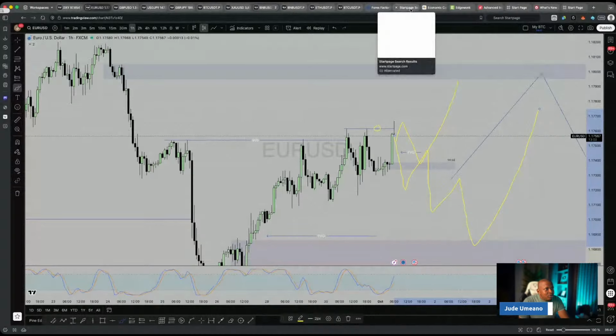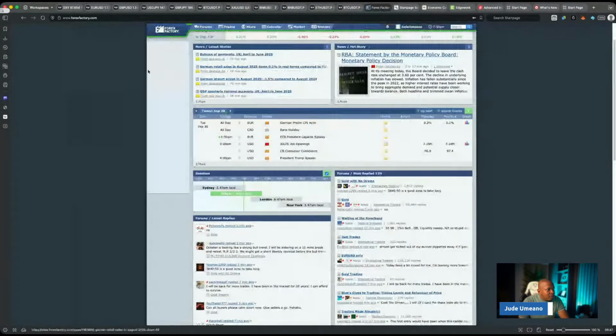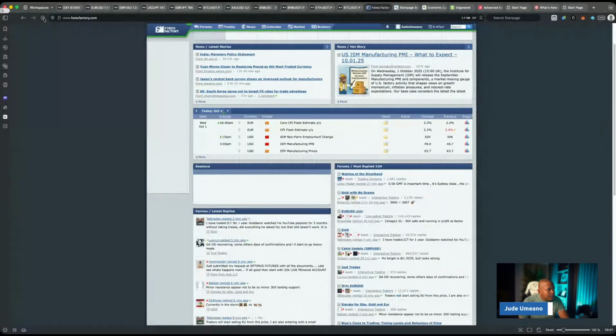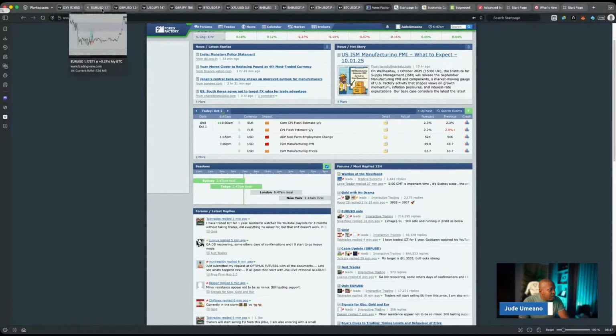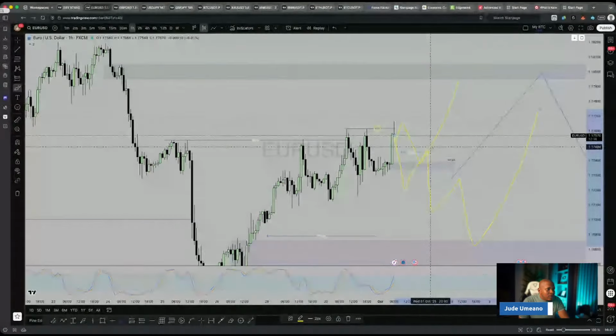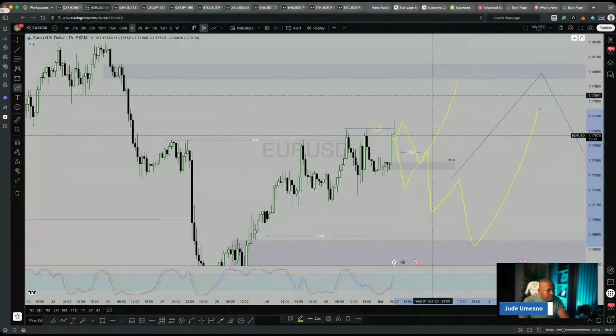Before I continue, let's just check Forex Factory. Is there any news we need to be aware of today? Non-farm employment change. That is the only high impact news we're having here today. So you should be careful around 1:15 and 3 p.m. West African time if you're trading. But we can still find a trade before that time.